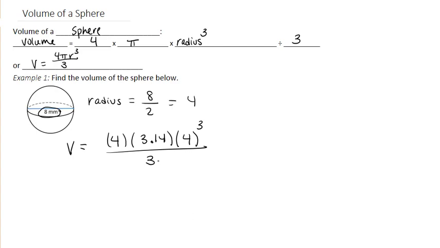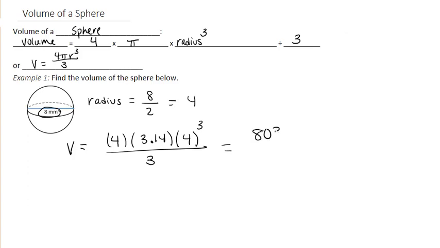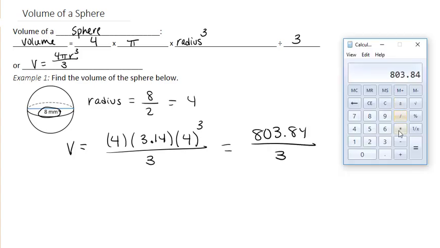So let's get our calculators out. We would go 4 times 3.14 times 4 times 4 times 4, as 4 raised to the third power is multiplying 4 times 4 times 4, like we just did. So we get 803.84 on the top. Then we divide by 3, and we get 267.95.